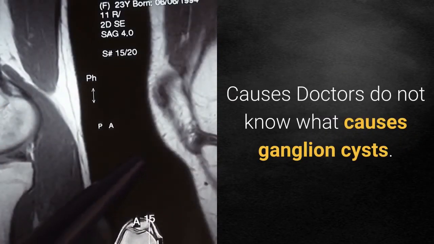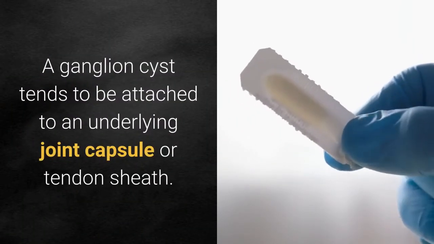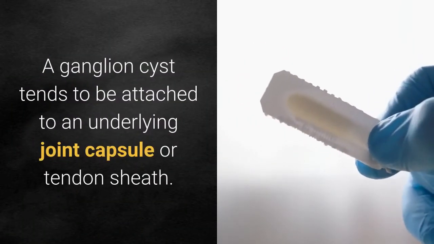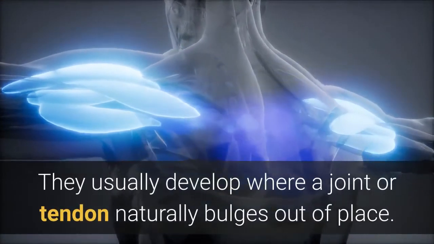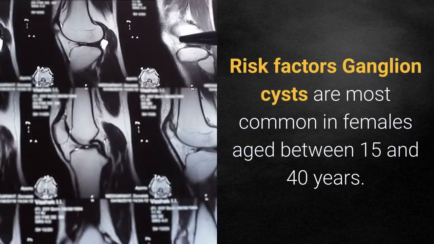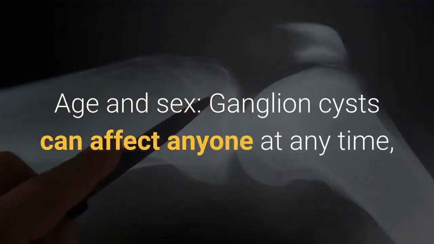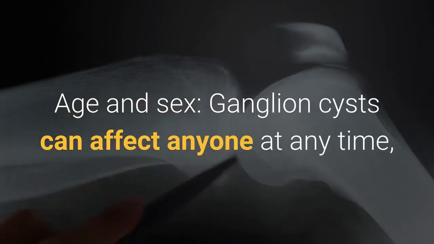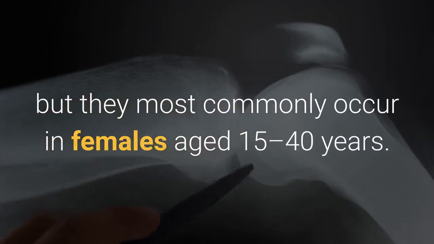Causes. Doctors do not know what causes ganglion cysts. They may form when synovial fluid leaks from a joint. A ganglion cyst tends to be attached to an underlying joint capsule or tendon sheath. They usually develop where a joint or tendon naturally bulges out of place. Risk factors. Ganglion cysts are most common in females aged between 15 and 40 years. Risk factors seem to include age and sex. Ganglion cysts can affect anyone at any time, but they most commonly occur in females aged 15 to 40 years.